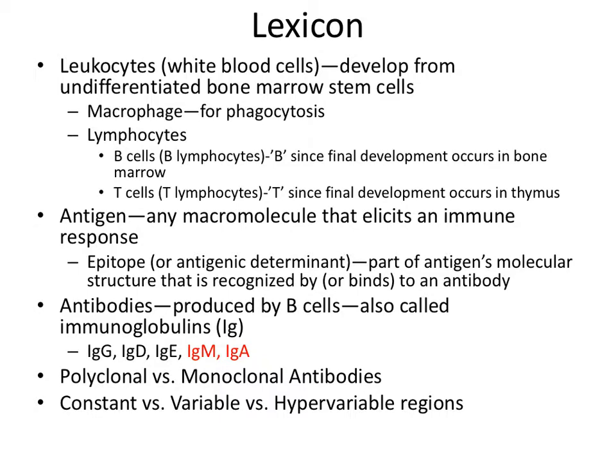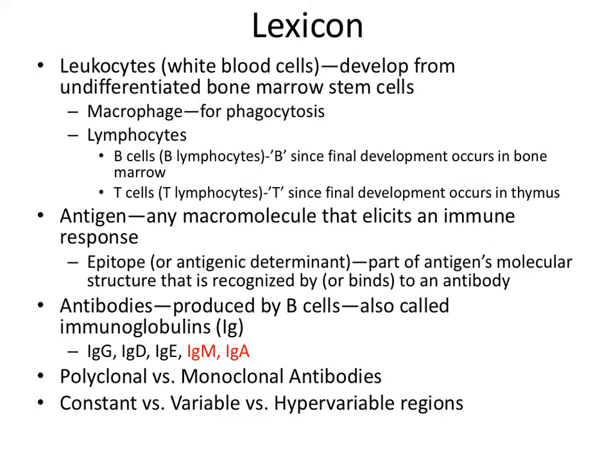Is it a Y? They always draw this Y. We're going to find it's not quite a Y. The IgM and IgA are actually a big, huge quaternary interaction. Then we have this whole idea of polyclonal versus monoclonal antibodies, and it has to do with how many different epitopes they bind to and recognize. So, their specificity.